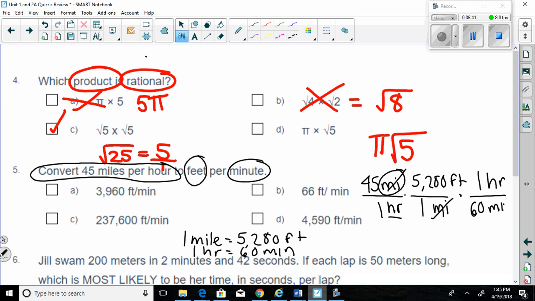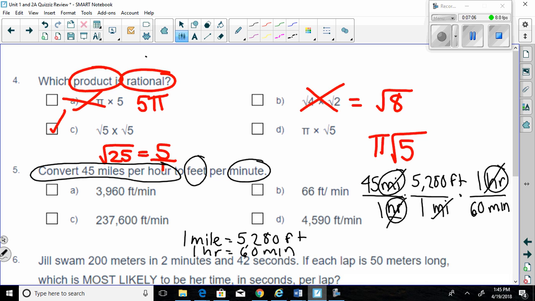Wait, why? Because in order for us to eliminate our miles, because we want our answer in feet, they have to be opposite. And so since hours is at the denominator here, it has to be at the numerator up here. And so that way I can cross them out. And so I should get feet per, remember per means division, minute. Is that what I get?